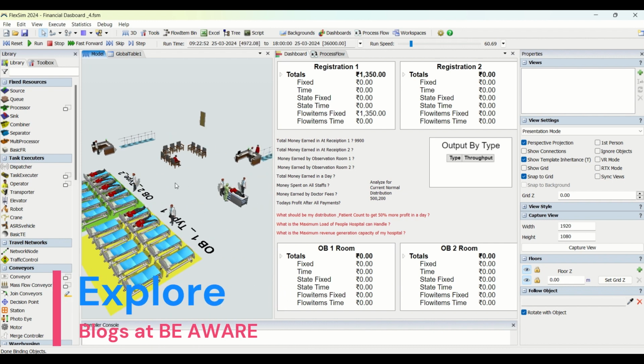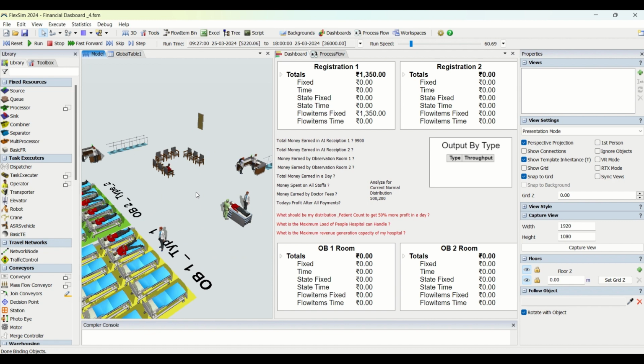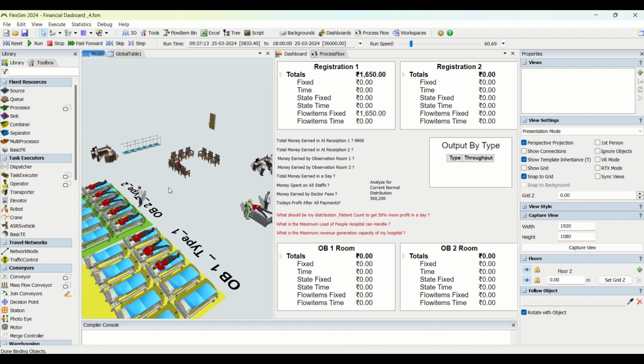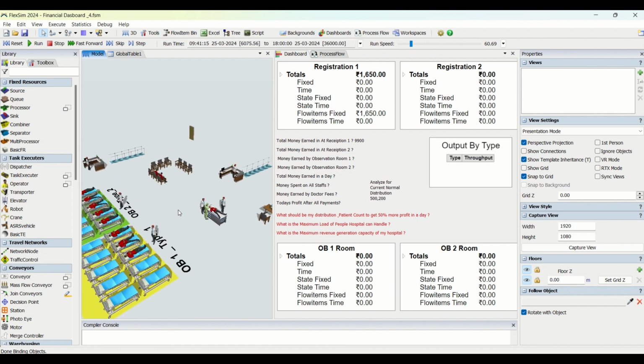So there are 3 measurements we are going to discuss in video 1. We are going to find out what is the total money earned at reception 1 and what is the total money earned at reception 2. So this is our today's goal. We need to find out what these things are going to be.